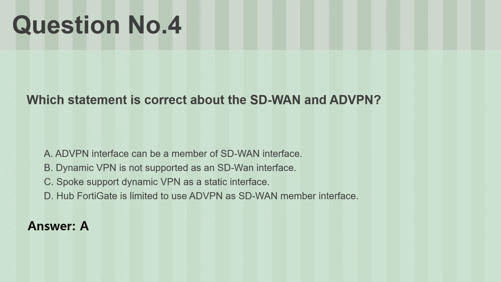Question number 4. Which statement is correct about the SD-WAN and ADVPN? A. ADVPN interface can be a member of SD-WAN interface. B. Dynamic VPN is not supported as an SD-WAN interface. C. Spoke supports Dynamic VPN as a static interface. D. Hub FortiGate is limited to use ADVPN as SD-WAN member interface. Answer: A.